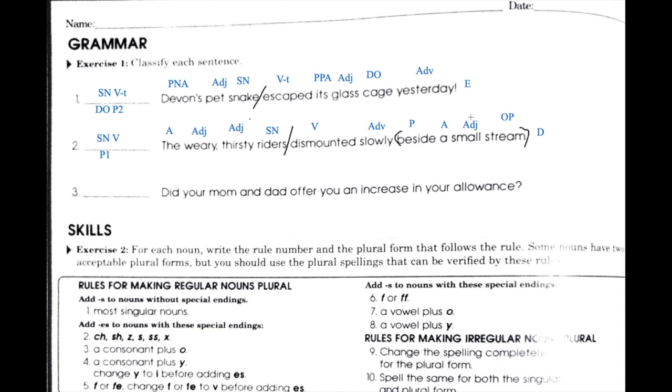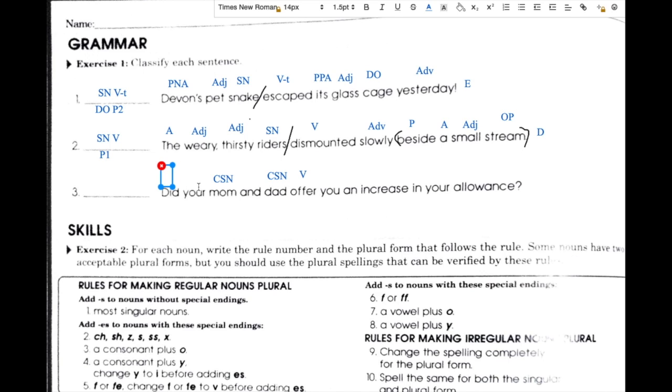Number 3: did your mom and dad offer you an increase in your allowance? Who did offer you an increase in your allowance? Mom and dad. So we have 2 subjects here. We have compound subject noun for mom and compound subject noun for dad. What is being said about mom and dad? Mom and dad did offer. Offer is the verb, but we have another verb here, did. It comes before the main verb. It comes at the beginning. It's a helping verb.